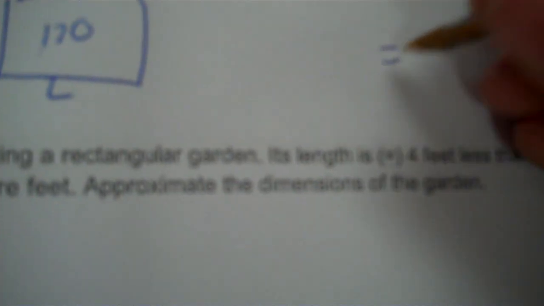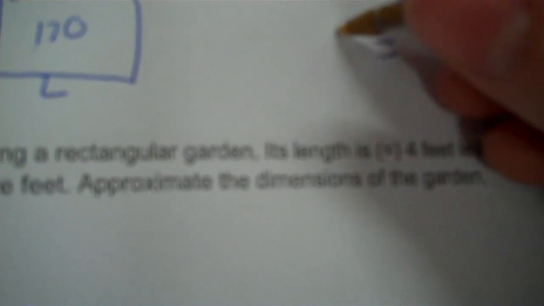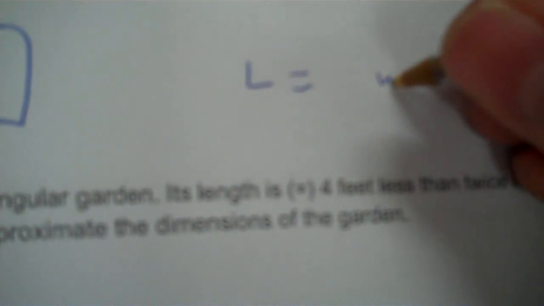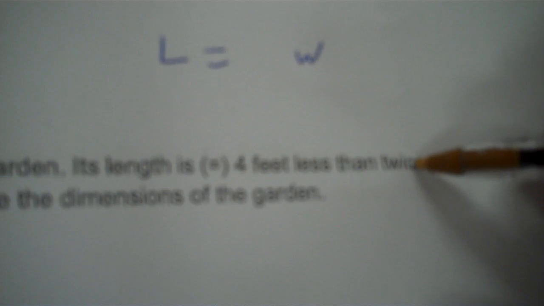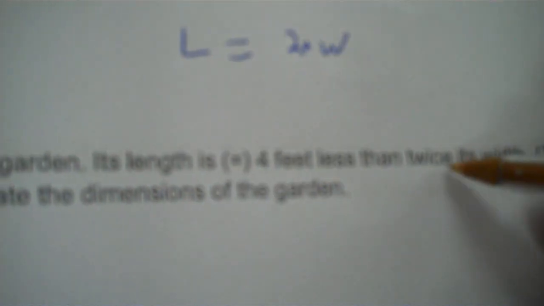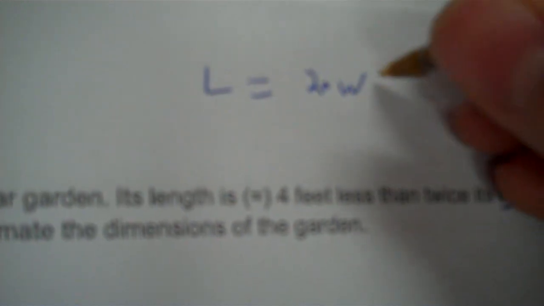So you're going to write equals. It says length is, so length equals. Now put a W somewhere on the other side. Now give yourself some space, because here's where it says width. Well, I see the word twice. Twice means times 2, okay? And then 4 feet less means minus 4. You put that after your W, okay?